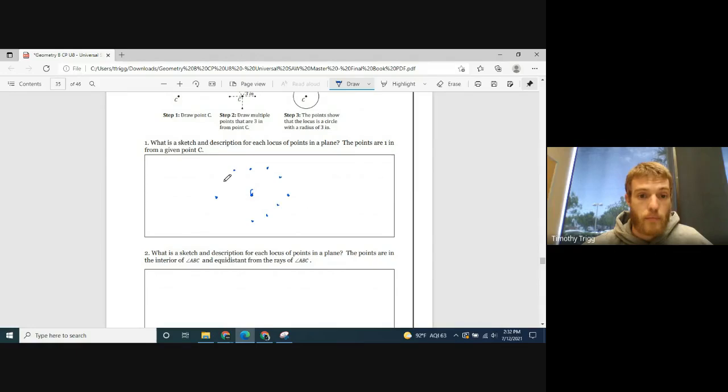This isn't perfect, but hopefully you can see that I'm forming each of these. Let's just pretend they're all the same distance from C. And then you would get eventually a circle with radius 1 inch. So then the description that you would say is the locus of points forms a circle with center at point C and radius 1 inch. I'll repeat that. The locus of points will form a circle with center at point C and radius 1 inch.